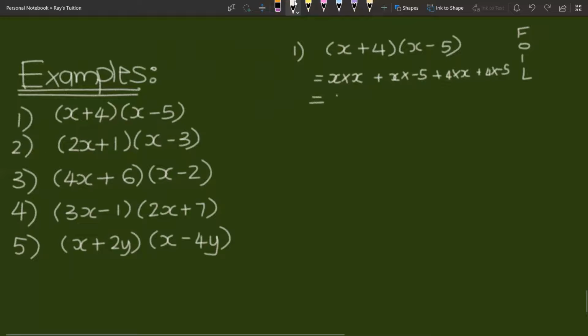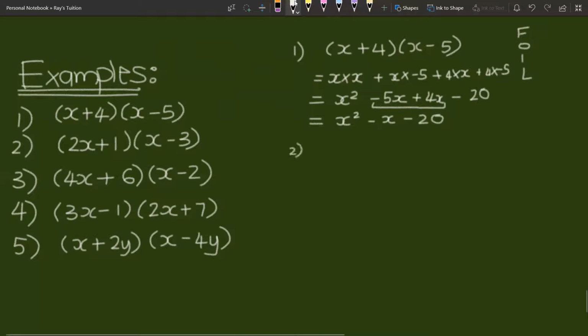So then x times x is x squared, x times minus 5 is minus 5x, 4 times x is 4x, and 4 times minus 5 is minus 20. Please make sure you're watching out for your signs. So then this here is x squared. These two are like terms. Minus 5x plus 4x is minus x. And then finally we have minus 20.